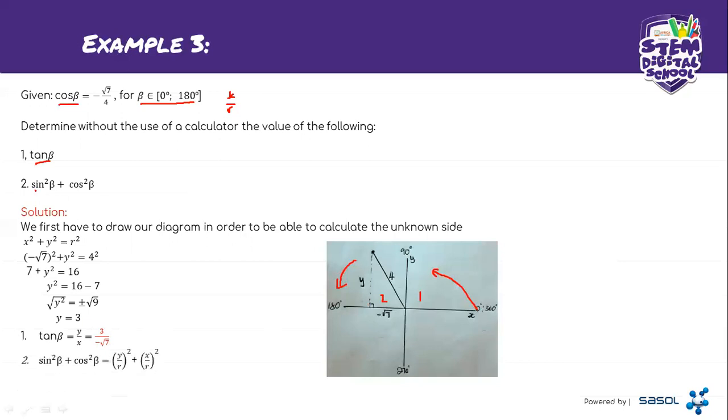Then we have sine squared beta plus cos squared beta. Sine is y over r, cos is x over r. Then you just substitute the values there, then you press your calculator. Then the answer is going to be equal to 1.